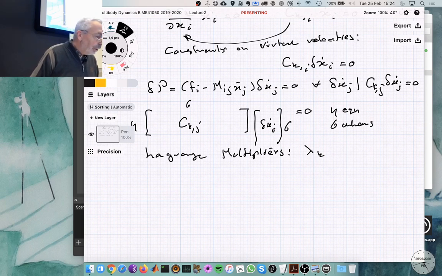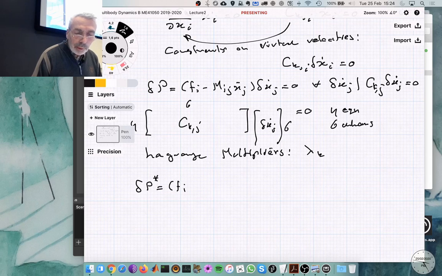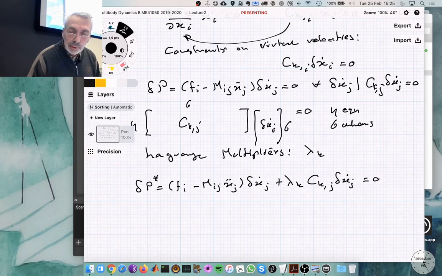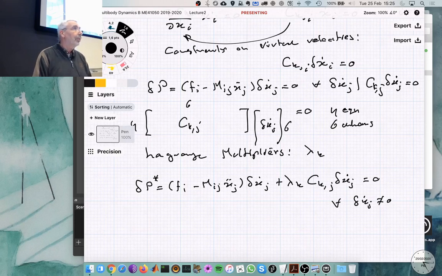So what I am going to do is make a new virtual power expression. I'm going to take applied forces, inertia forces, virtual velocities, but now I'm going to add a term, lambda k c_kj delta x dot j, is 0. And now I say this can be 0 for arbitrary velocities. And why can it now be for arbitrary? Because I put that condition on the 0 into the equation.